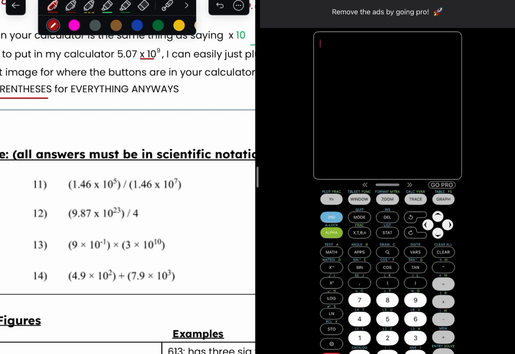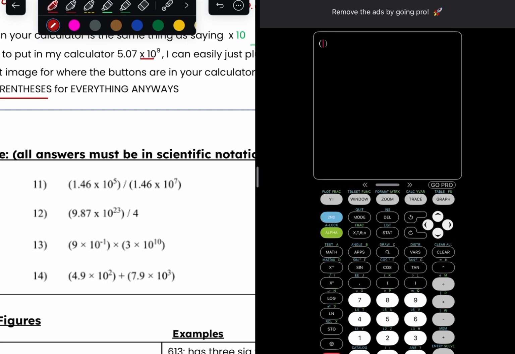1.46 times 10 to the 5th. I'm going to do this example with you, and then I will let you guys try the rest on your own for home fun. And I will put it at the end of this video in case you want to look at it after I pause. So for 11, 1.46 times 10 to the 5th divided by 1.46 times 10 to the 7th.